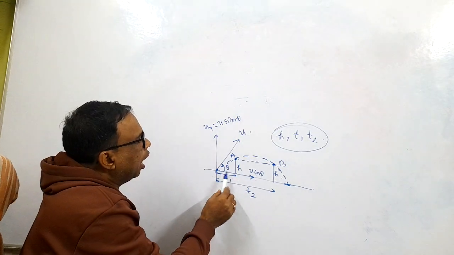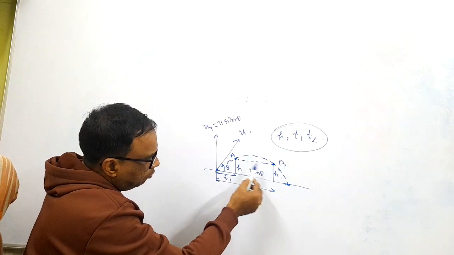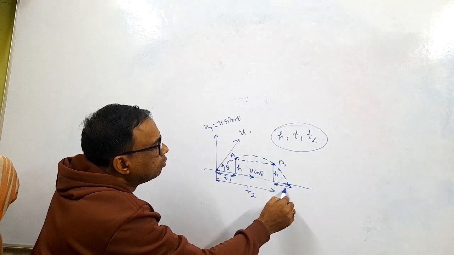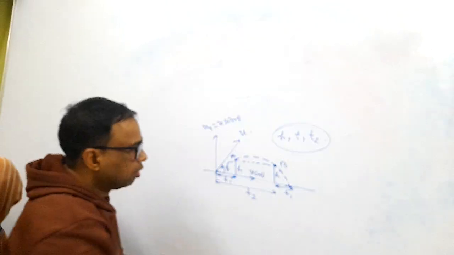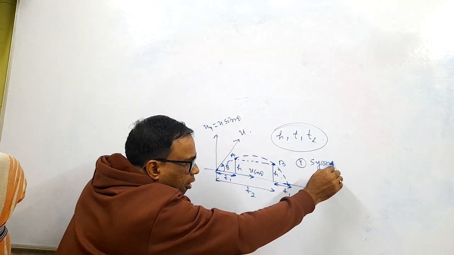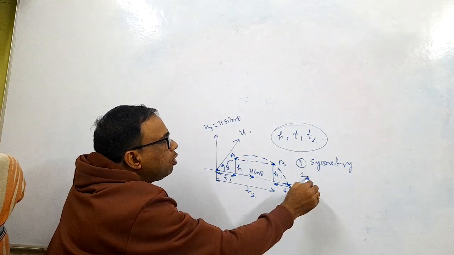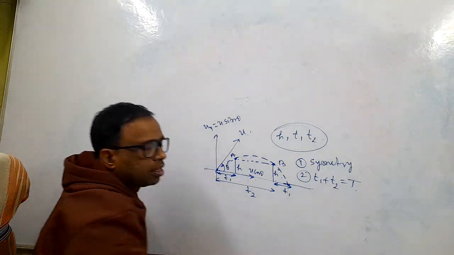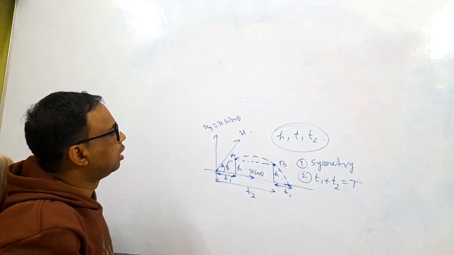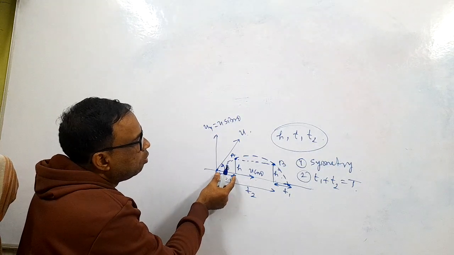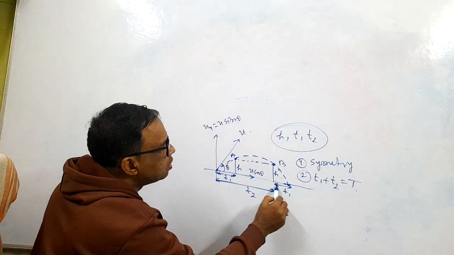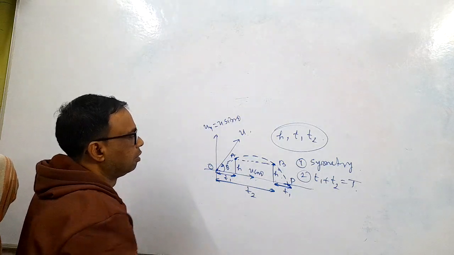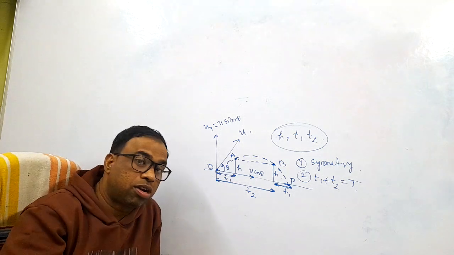The first time is t1, and by symmetry this should also be t1. We get it from symmetry. The second concept: t1 plus t2 is nothing but the total time of flight. Very interesting. This t1 is this, so t2 plus t1 means the total time of flight to move from O to, suppose, P. So t1 plus t2 is t, the total time of flight.